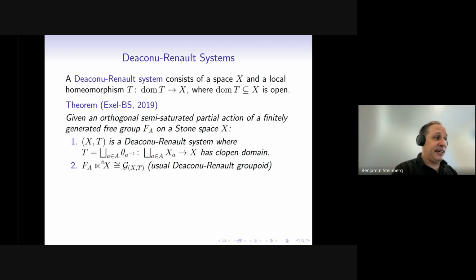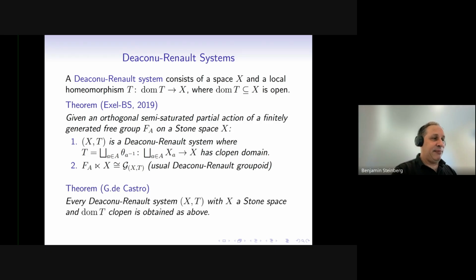And we proved that the partial transformation groupoid is the usual Deaconu-Renault groupoid, which I did not define because it's a little bit complicated. If you haven't seen it before, I don't think putting a slide defining it will say that much. You can take as the definition just being this partial action groupoid because they're isomorphic in this case. And so I sent Gilles G. Castro an email asking him if the converse was true because I thought it was true. And he wrote down a proof, which he let me include in the paper.